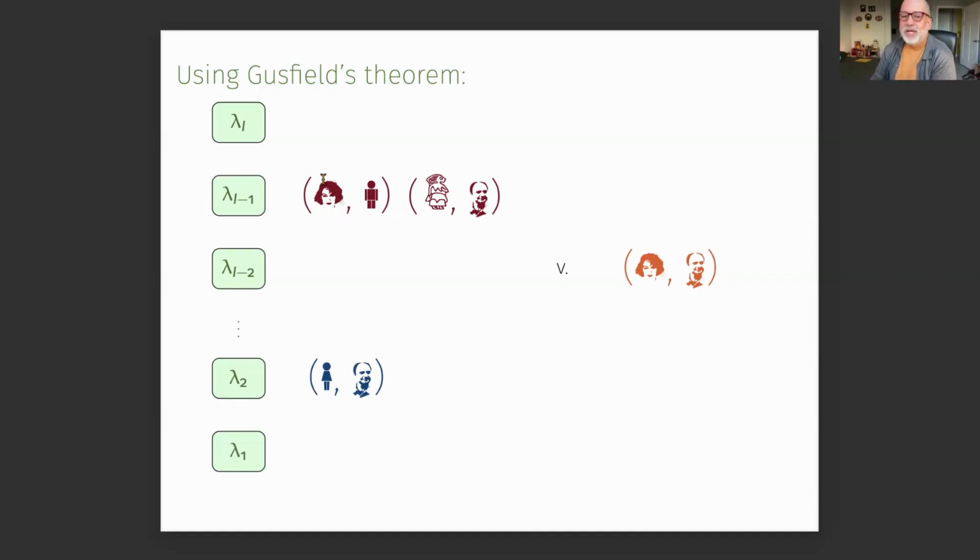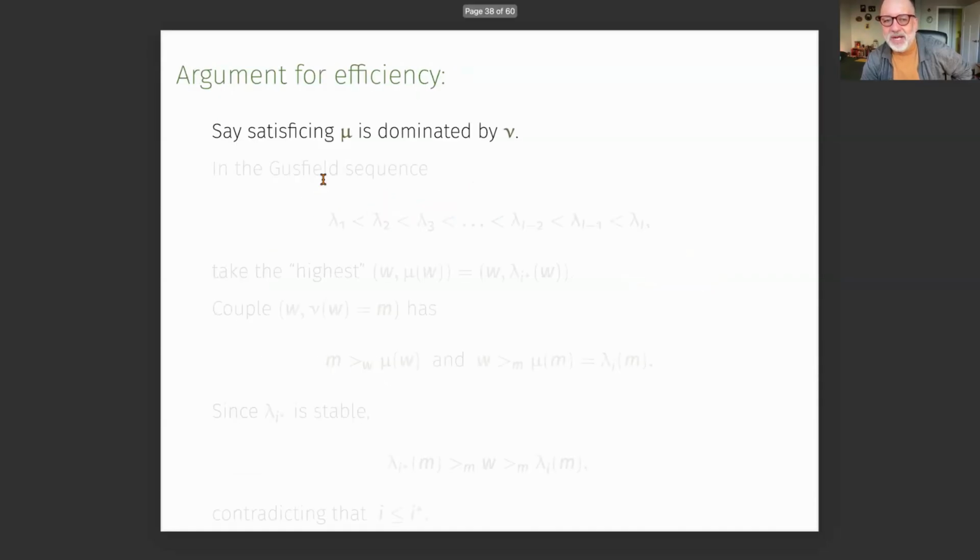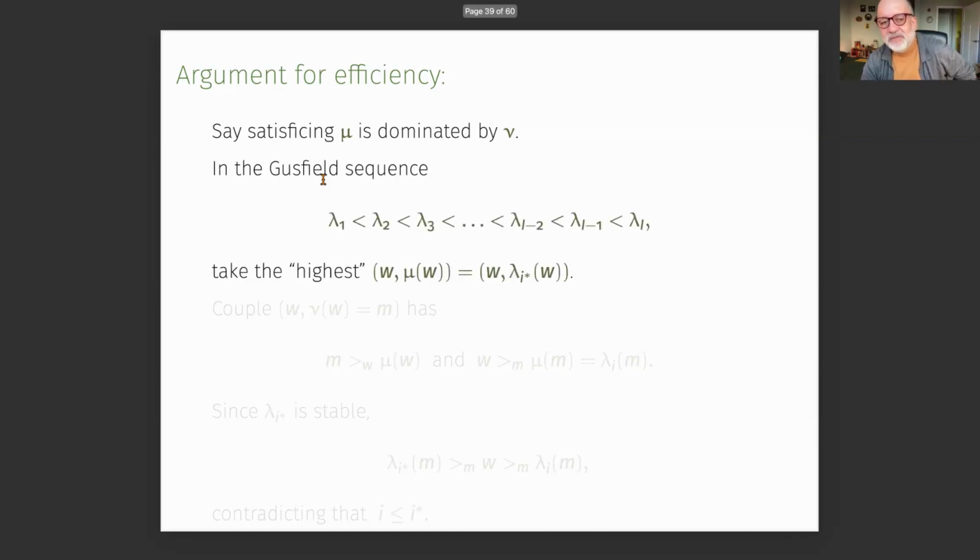Okay? Okay, so how does this argument allow us to prove that satisficing matchings are Pareto efficient? So here goes the formality. Take a satisficing matching mu and take any other matching nu. It doesn't have to be satisficing, it doesn't have to be stable, it just has to be a matching nu. I'm going to claim that if there is a person who prefers nu, then there exists another person who prefers mu.